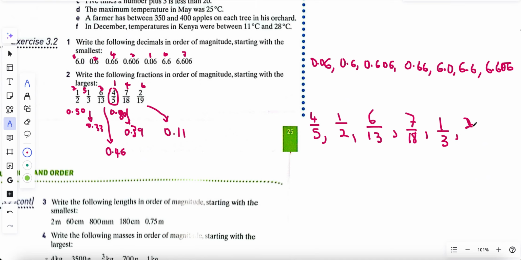In decimal, we've done the first one. The second one we're doing in fraction. So we hope with this 2/19, these two examples are sufficient for you to be able to do ordering and arrangement of numbers.